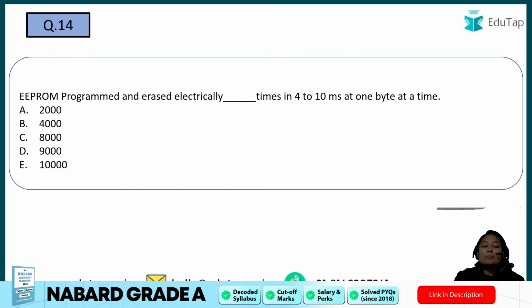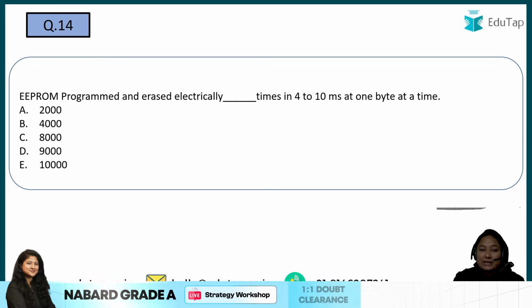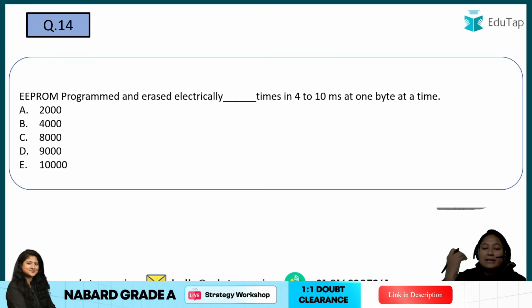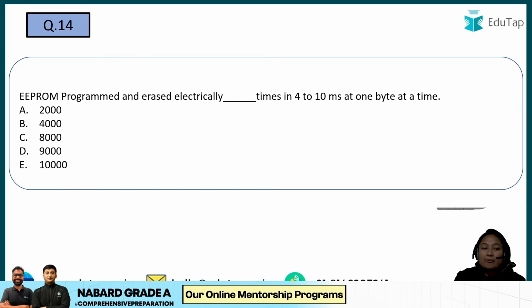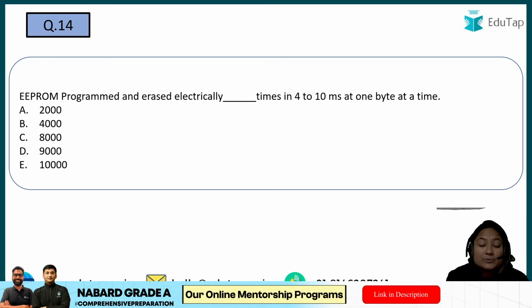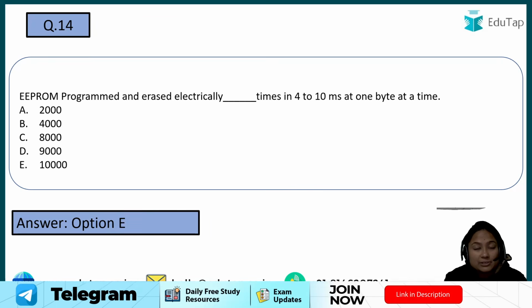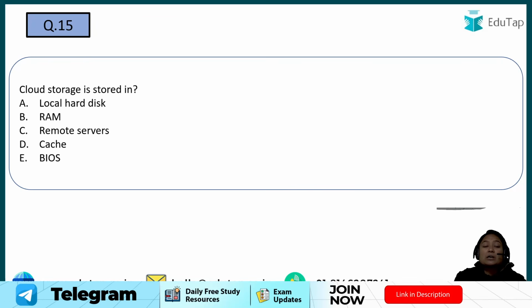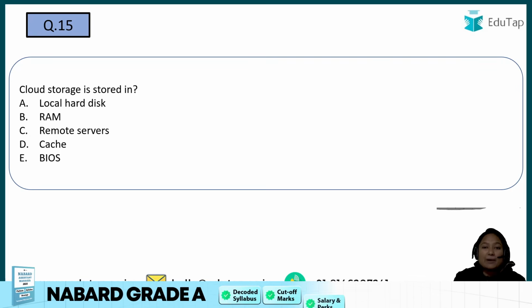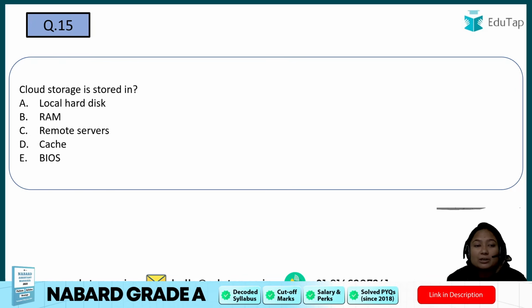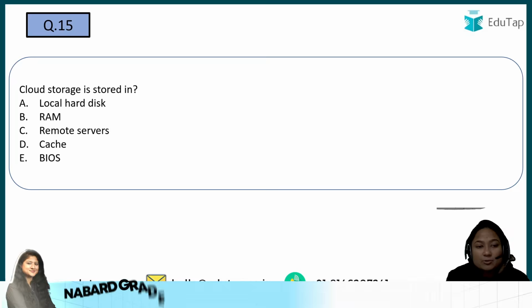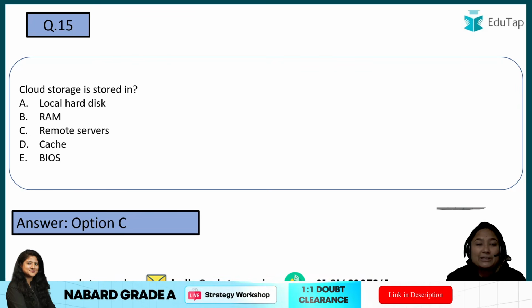Next, EEPROM programs and erases electrically dash times in 4 to 10 ms at 1 byte per second. So you will have to tell how many times we can erase the data from EEPROM. The correct answer here will be option E, that is 10,000 times the process can be done. Last question. Storage is stored in dash. So you'll have to tell where the actual data in the cloud storage is stored. Local hard disk, RAM, remote server, cache, or BIOS. The very first line I told you about cloud storage was that the data will be stored in the remote server. So option C will be the correct answer.